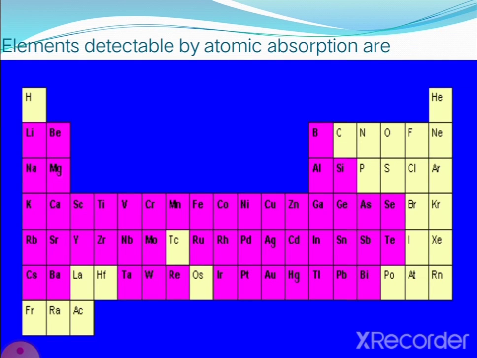As I explained in the introduction part, the pink elements I showed in the periodic table are all detected, and also the concentration of those elements, if they are present in any sample solution, can be identified by the atomic absorption spectroscopic technique.